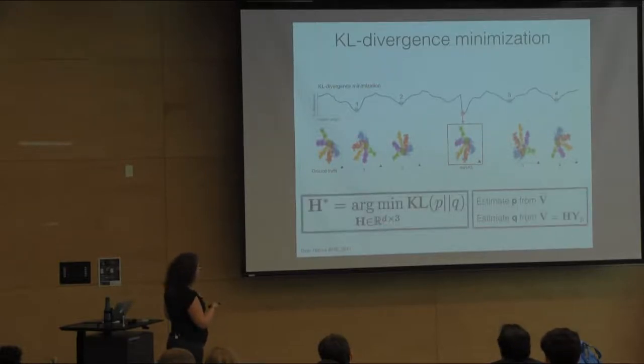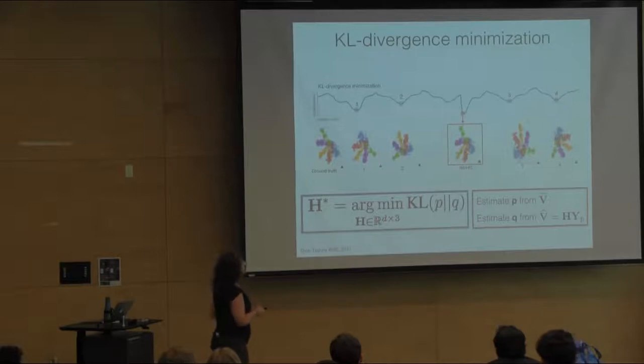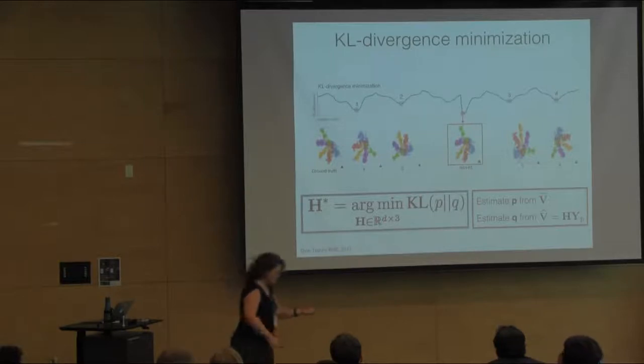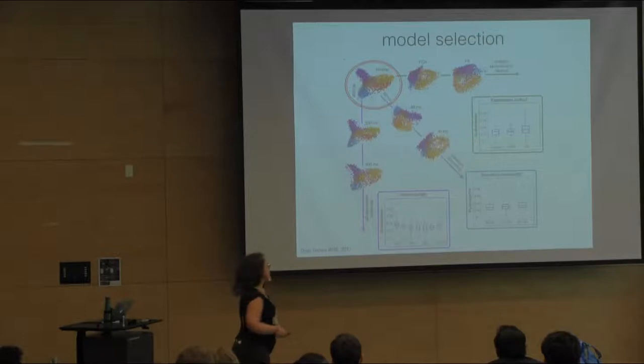I'm not going to go into details of that, but I just wanted to give you guys a sense of this approach: minimizing the KL divergence between your projected neural data and your movement distribution gives you a way of figuring out how to reduce dimensionality such that we can decode movements.